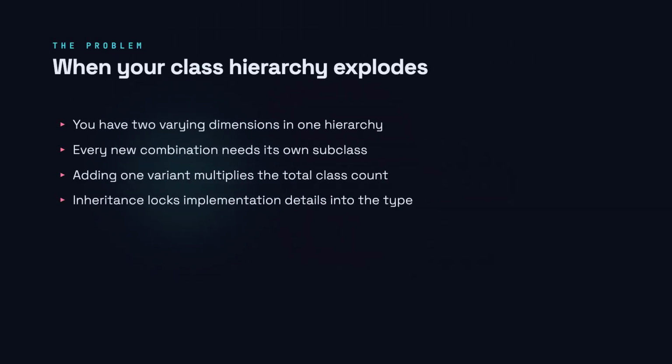Imagine you are building a UI component library. You have a button, and you need it to work on both web and mobile. Fine, two subclasses. But then you need a checkbox too, and it also needs web and mobile variants. Now you have 4 classes. Add a third component, and you have 6. Add a third platform and you jump to 9. Every new axis of variation multiplies the existing count, and all of that variation is tangled together inside a single inheritance tree. This is the combinatorial class explosion that Bridge is designed to eliminate.